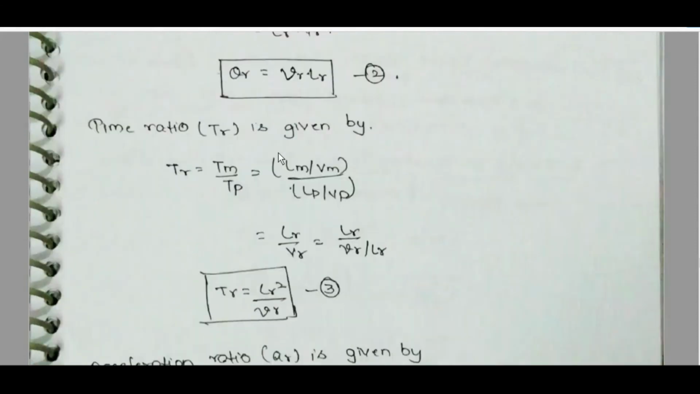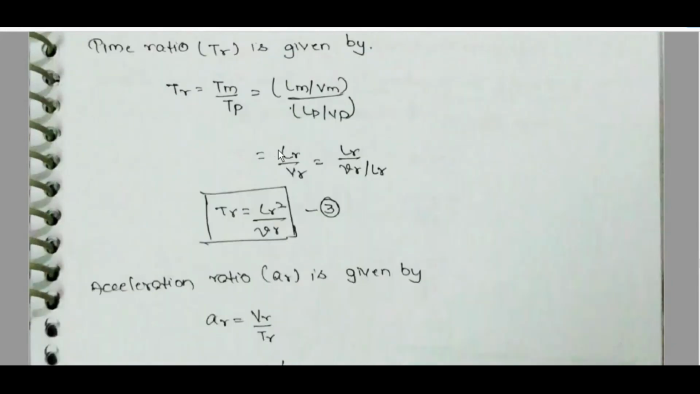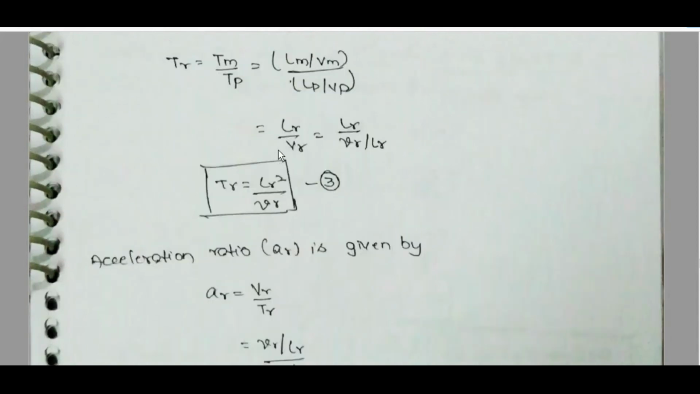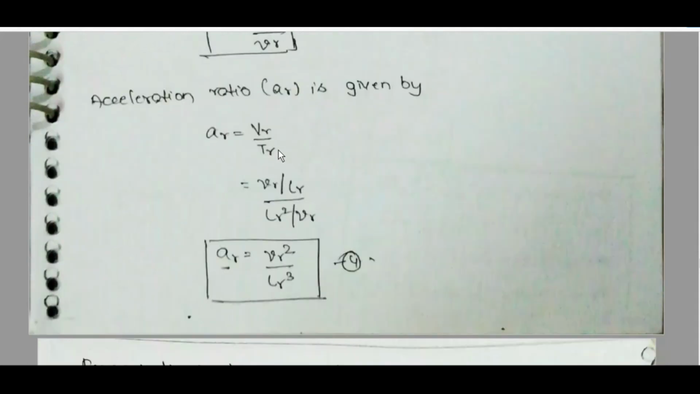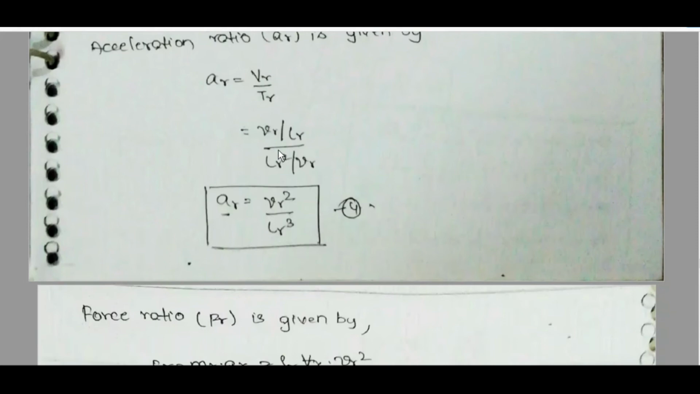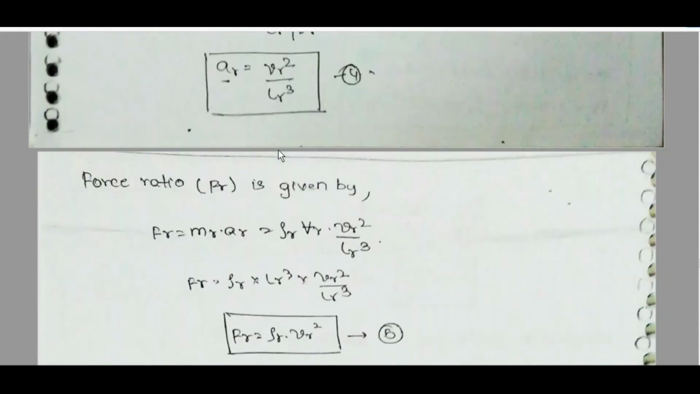Time ratio is given by Tr is equal to TM by TP is equal to LM by VM by LP by VP is equal to Lr by Vr. With Vr equal to nu r by Lr, Tr is equal to Lr square by nu r. Acceleration ratio is given by Vr by Tr is equal to Vr by Lr square by nu r. Ar is equal to nu r square by Lr cube.